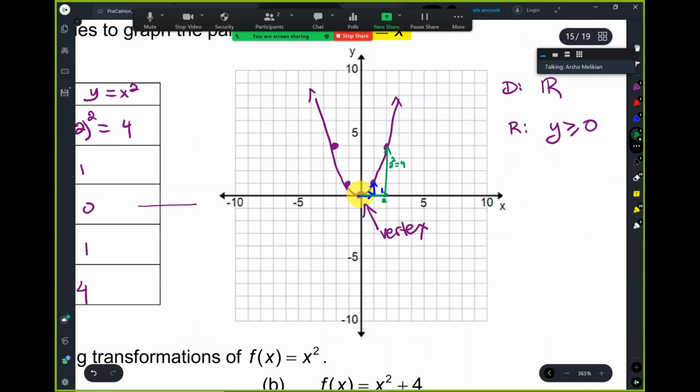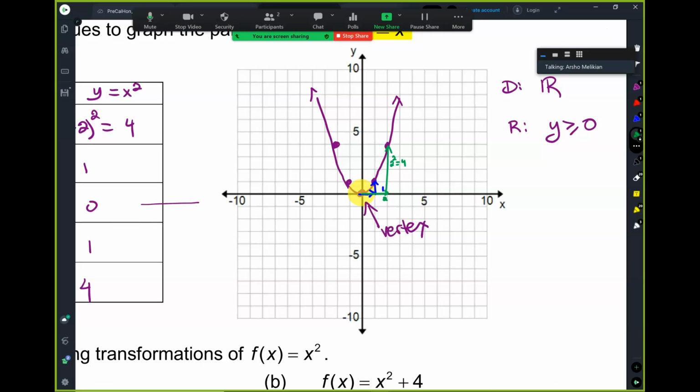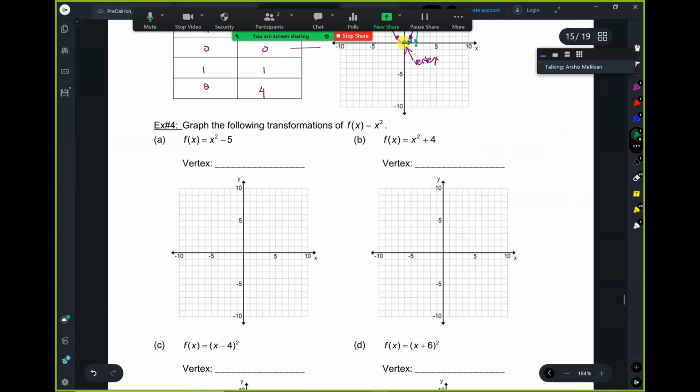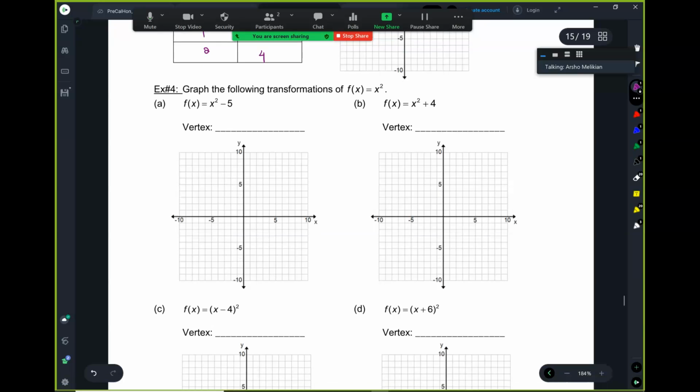Okay? And that's how you can do all of the other parabolas. That's sort of the quick way of doing it. So here, where does the -5 move the graph? Down 5. At this point the vertex is no longer at 0, 0, it's at 0, -5. To graph this parabola, you have two options.